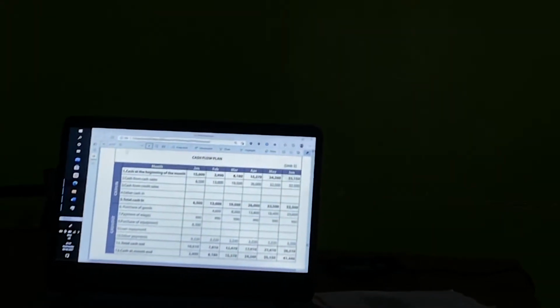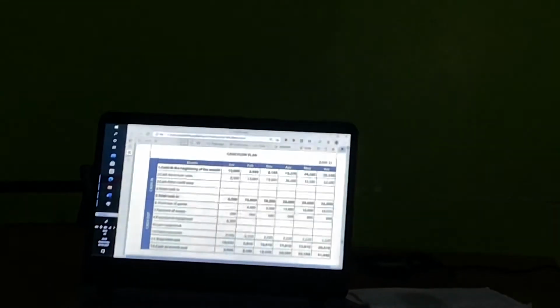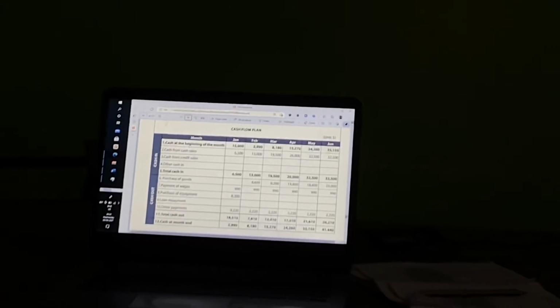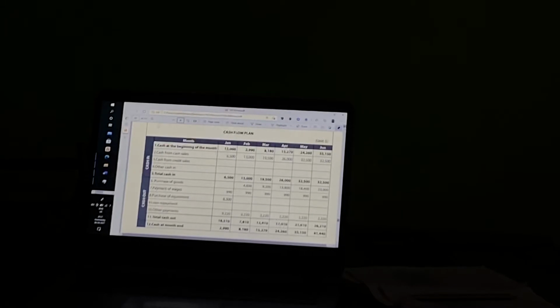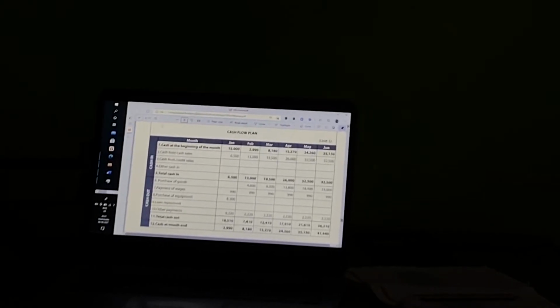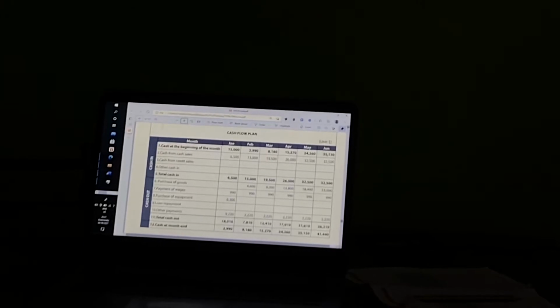What do you notice? Cash at the beginning of the month, for every month I can see there's a cash sale. That's how she makes her money from the sales, and there's nothing else that brings in money apart from the sales. So what is the behavior of sales in Jane's business? The sales seem to be increasing. In the month of May and June, that's when there's a lot of money coming in from the sales. Very good.